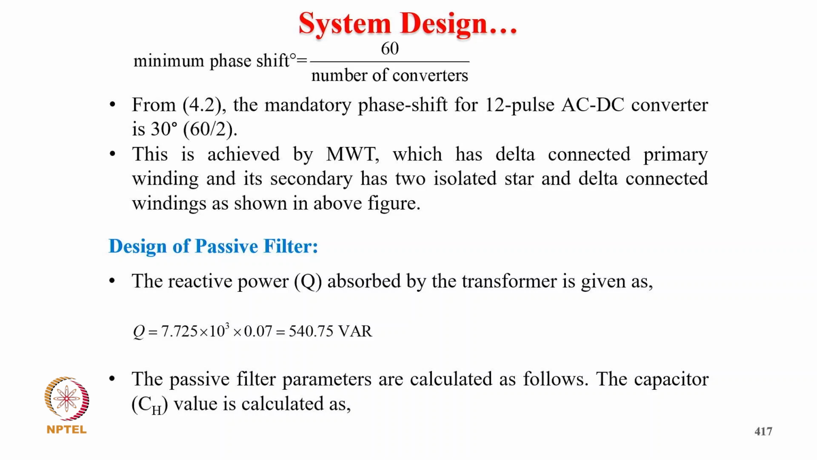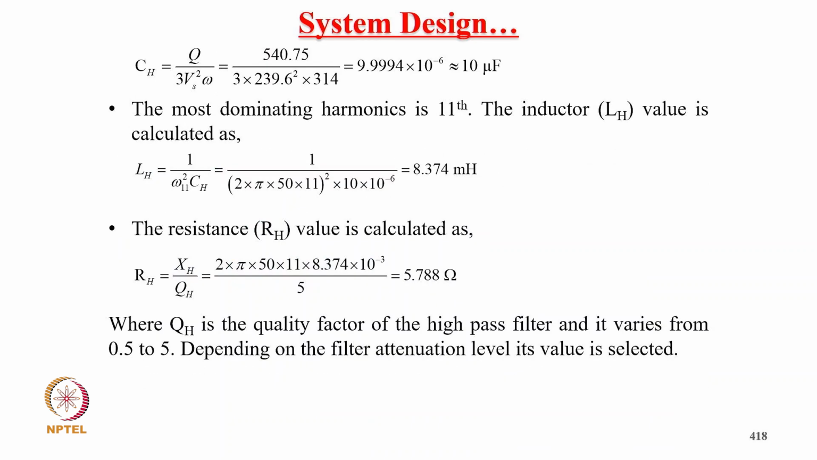So the reactive power absorbed by the transformer is given by Q equal to 7.7 into 10 power 3 into 0.7%, so that comes to 540.75 VAR. The passive filter required is calculated as follows: the capacitor value CH is calculated as CH equal to Q upon 3V square omega. So putting in the values, it comes to about 10 microfarad, and the most dominant harmonic is the 11th.